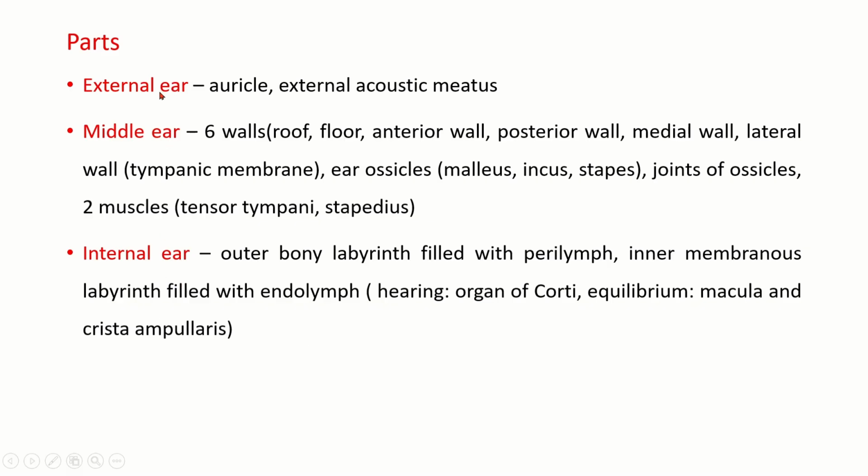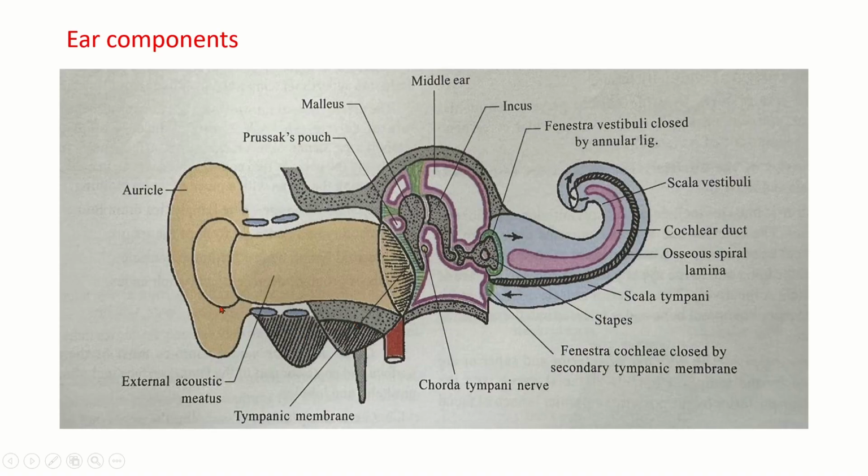So the ear is divided into external ear, middle ear, and internal ear. Today we'll be dealing with the auricle, external acoustic meatus, and the lateral wall of the middle ear, that is the tympanic membrane. Now you can observe here, this is the external ear component, this is the auricle, this is the external acoustic meatus, and here you can see the middle ear, where this is the tympanic membrane which forms the lateral wall of the middle ear. These are the three ear ossicles, the malleus, incus, and stapes, and here you can see the inner ear. The inner ear has the outer bony labyrinth and inner membranous labyrinth.